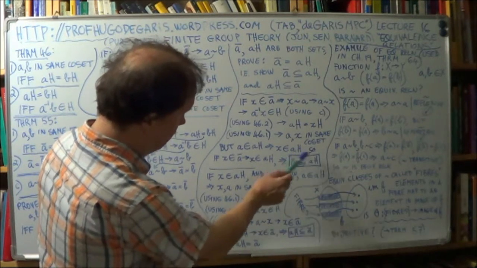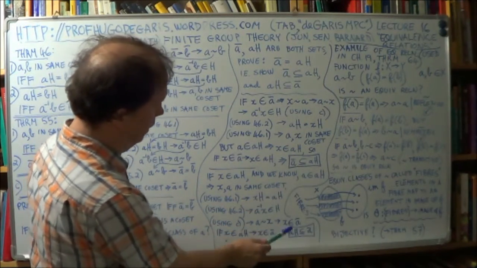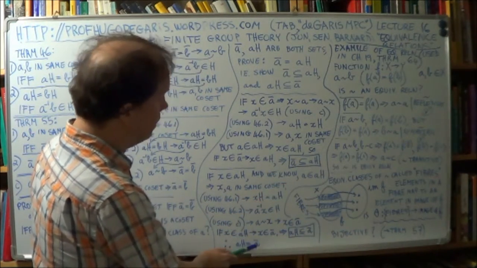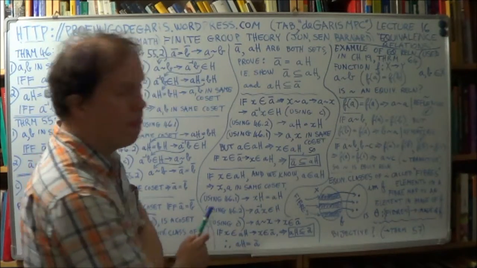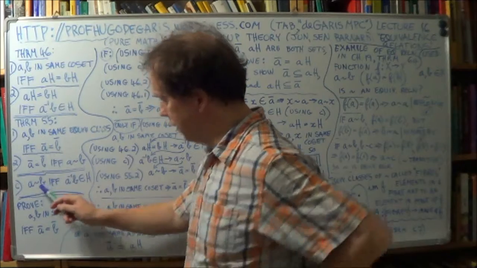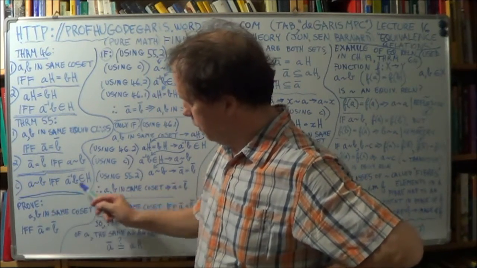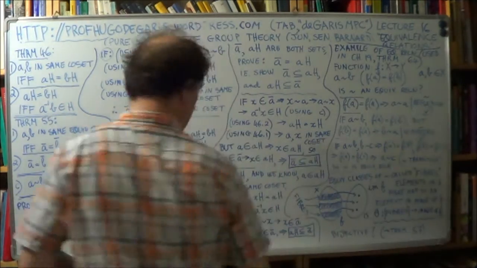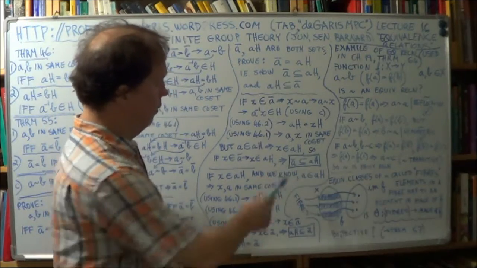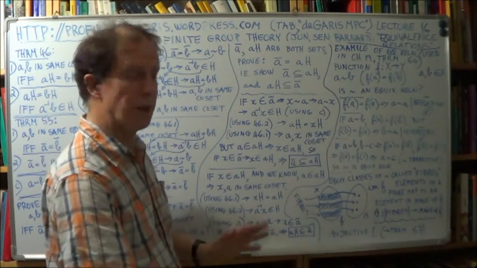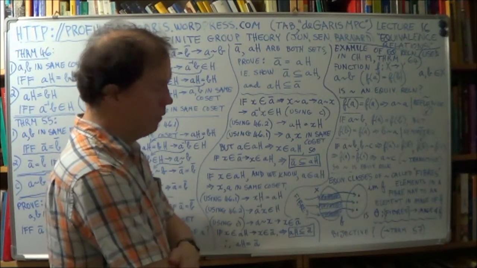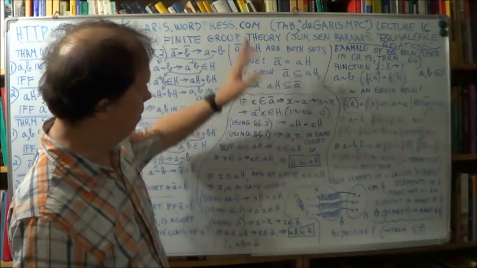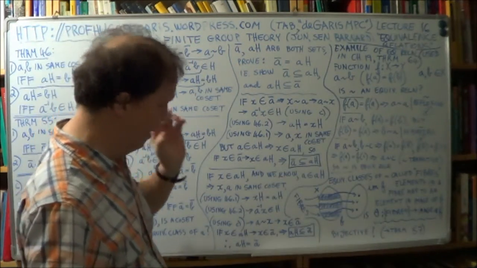You put these two results together, that's why I put them in rectangles, and the only way they can be compatible is if these two are equal. So you have shown that in the special case when the equivalence relation is of this form, your equivalence class is actually the same subset as your coset of the element A. Okay, so that's the end of that extraordinary story.